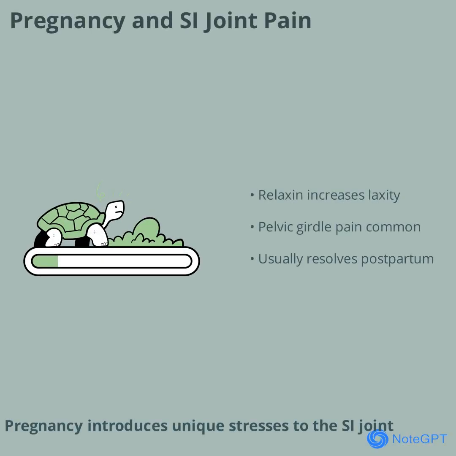Pregnancy introduces unique stresses to the SI joint. The hormone relaxin increases ligamentous laxity, allowing the pelvis to widen for childbirth. While this adaptation is necessary, it also makes the SI joint more vulnerable to hypermobility and pain, especially in women with multiple pregnancies or those experiencing rapid labor. The added weight and changes in posture further strain the joint, often resulting in pelvic girdle pain that can be more disabling than typical back pain. Fortunately, most pregnancy-related SI joint pain resolves postpartum, but understanding this risk can help with early intervention and support.